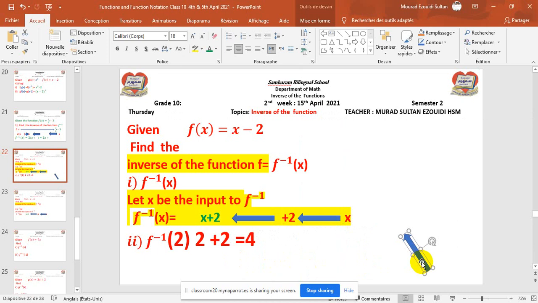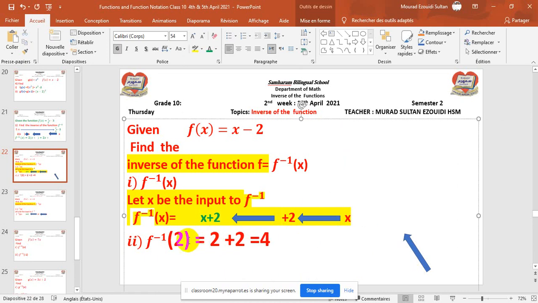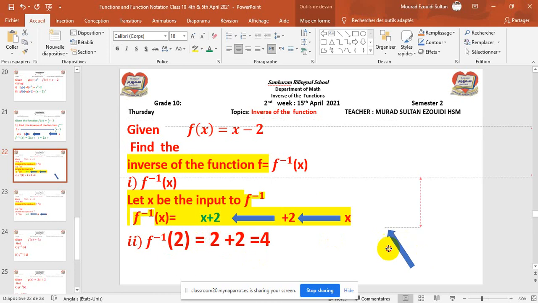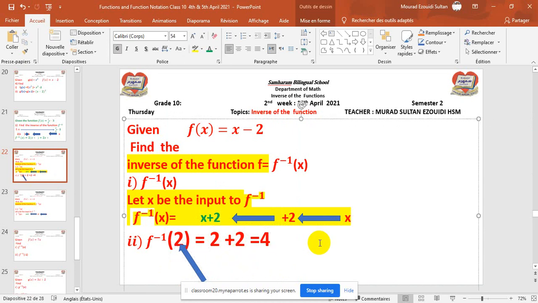Clear? Can I move to the second slide? Sorry, there is an equal sign. Clear? How can you find f minus 1 of 2 just after finding the inverse of the function? Here the answer is x plus 2. Now you just substitute 2 instead of writing x. 2 plus 2 is 4. So this is f minus 1 of 2, meaning the inverse function at 2. I will move to the second slide, if it is possible, of course.